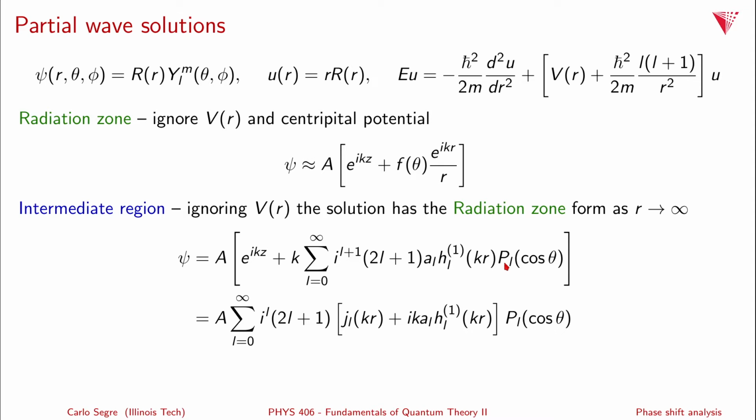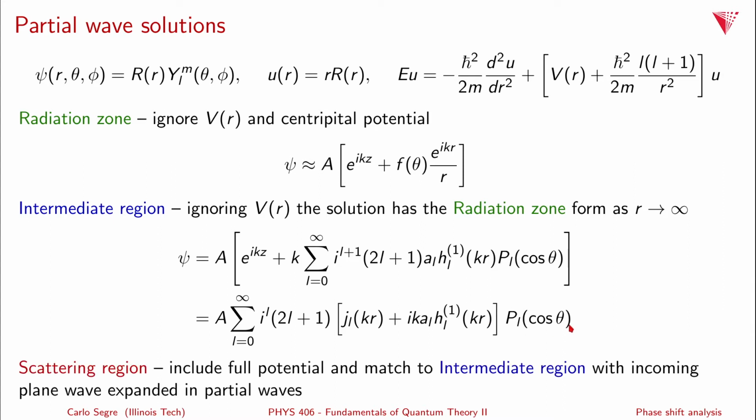This can then be rewritten by using the Rayleigh formula to expand e to the i kz in terms of partial waves with m equals 0 as the sum from l equals 0 to infinity, i to the lth power times 2l plus 1 times the quantity Bessel function j sub l of kr plus i k A sub l times the Hankel function of the first kind sub l of kr, and then P sub l of cosine theta. And finally, in the scattering region, we have to make sure that the solution matches the intermediate region, but we have to include the full potential and solve the full Schrödinger equation in that region.